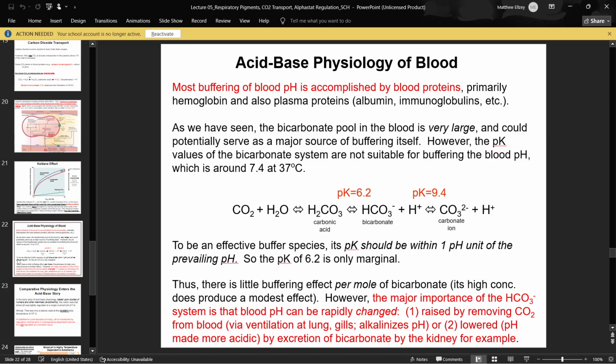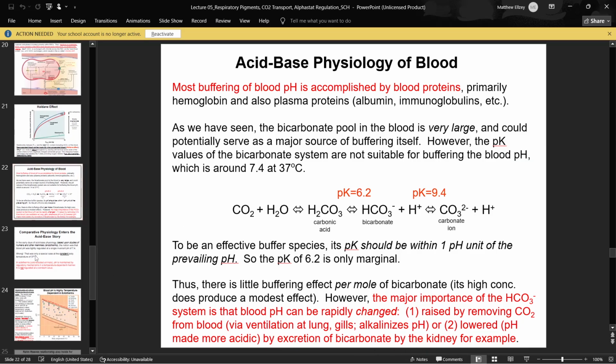So how does this work? The major importance of the HCO3 system in blood pH is that it can be rapidly changed. When we are lowering the CO2 via ventilation of the lungs or gills, it alkalinizes the pH. So we're removing CO2 from the blood, increasing the pH. We can lower the pH and make it more acidic by excreting the bicarbonate out of the body via the kidneys, for example. So removing CO2 via ventilation raises the pH of the blood, and excreting bicarbonate, via the kidneys or excretion in general, is going to lower the pH and make the blood more acidic.